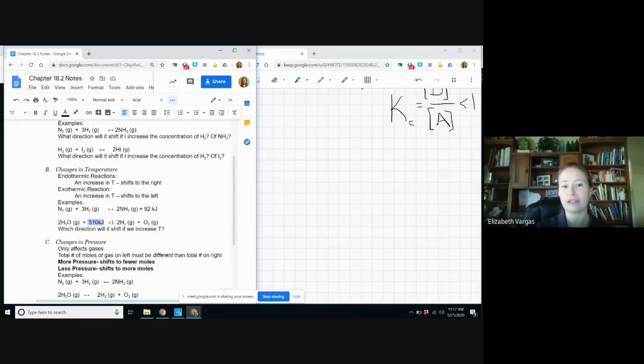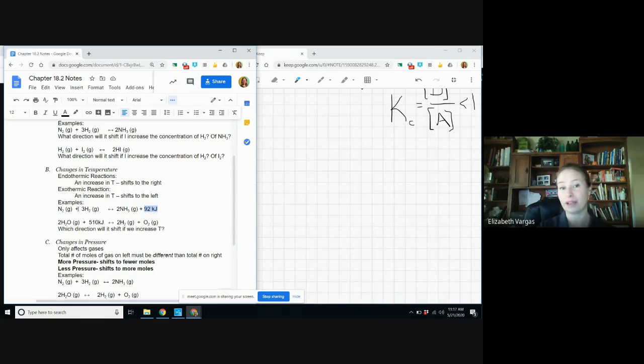And if we treat the heat as a product or a reactant, it's exactly the same as what we just went over. If I add increased temperature, if I add heat, and it's exothermic, this is going to shift to the left because it's giving off heat. So if I add heat to it, it will go the opposite way. It's actually going to shift left.